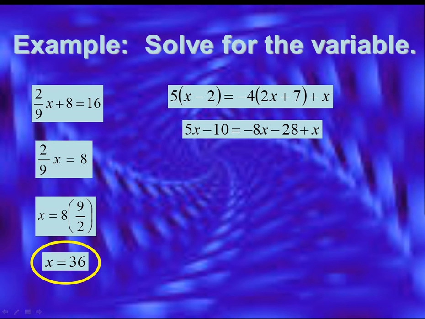I can't combine 5x and -10. Those are different kinds of terms. But on the right side, I've got 2x terms. -8x plus x becomes what? Negative 7x. -7x. Okay.